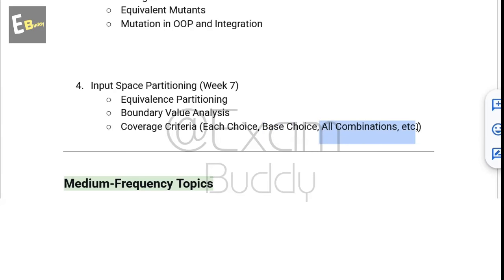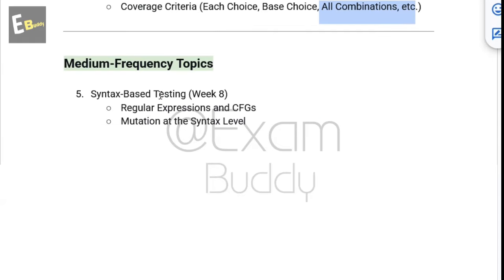And now let's discuss our medium frequency topics. So the medium frequency topics are, first, syntax-based testing. It is related to week 8. The topics are regular expressions and CFGs, and mutation at the syntax level.